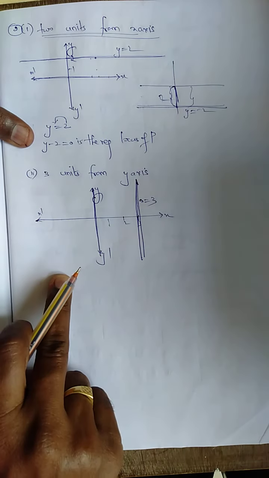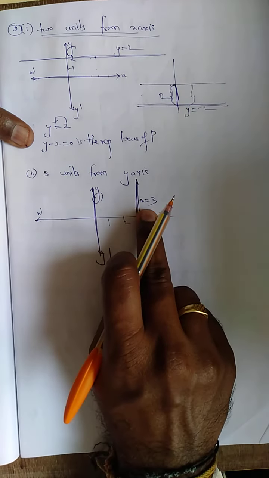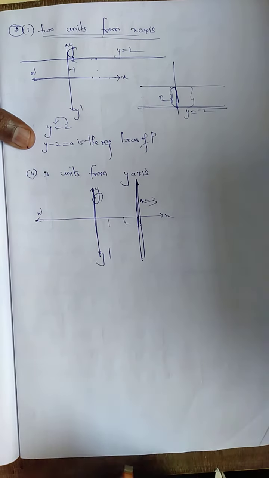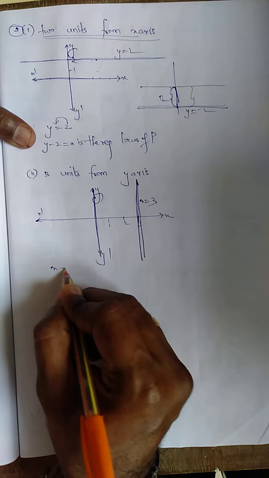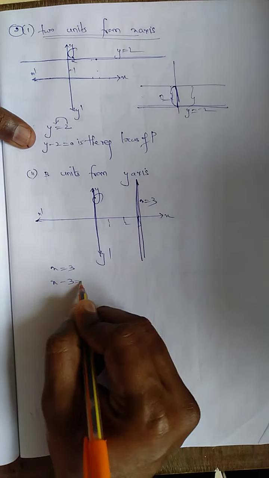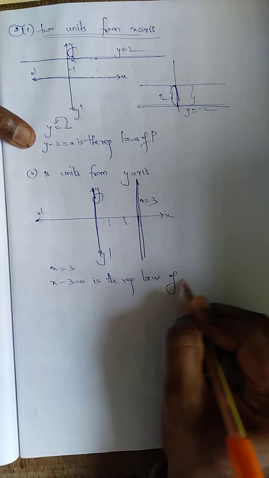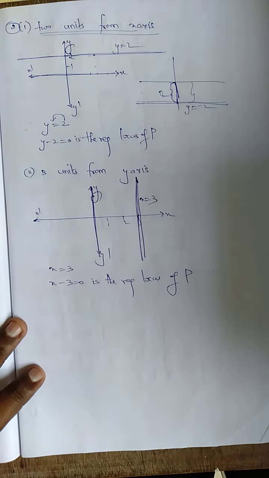We can draw here also 3 units, so this one is x is equal to minus 3. So what is the required locus? We can write x is equal to 3, which means x minus 3 equals 0 is the required locus of P. Therefore the second subdivision is over.